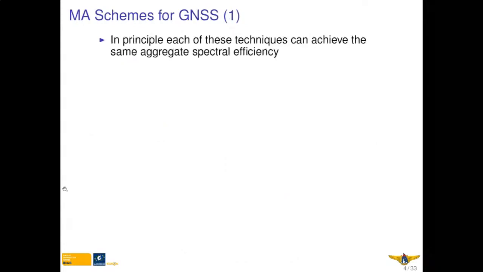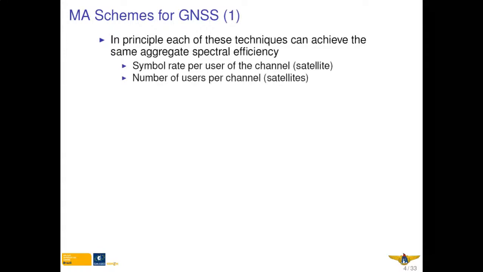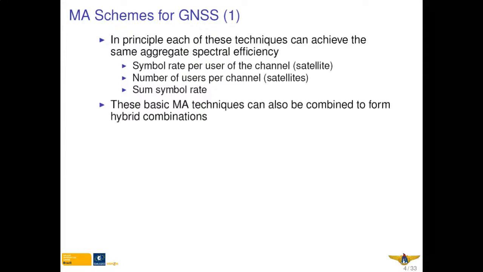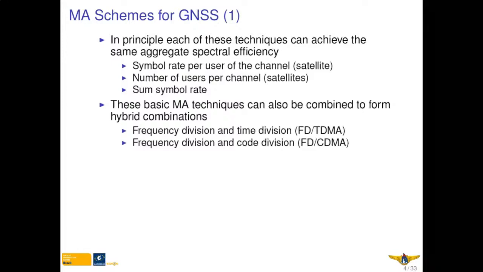In principle, each of these techniques can achieve the same aggregate spectral efficiency. So this means they achieve the same symbol rate per user, in our case, a satellite, number of users per channel, so satellites per channel, and the sum symbol rate of all the satellites. These basic MA techniques can also be combined to form hybrid combinations. So for example, frequency division, time division, FD-TDMA, or frequency division and code division, FD-CDMA, and many others.